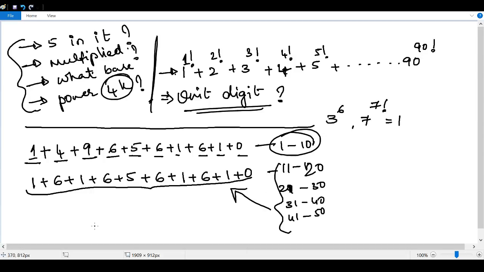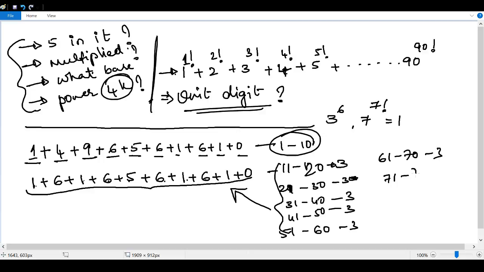What is the unit digit here, guys? It's 1, 7, 8, 14, right? So 1 plus 6, 7, 7 plus 1, 8, 8 plus 6, 14, 4, 4 plus 5, 9, 9 plus 6, 15, 5, 5 plus 1, 6, 6 plus 6, 12, 2, 2 plus 1, 3. So 1 to 10 gives 3, 11 to 20 gives 3, 21 to 30, 31 to 40, 41 to 50, 51 to 60, 3, 61 to 70, 3, 71 to 80, 3, 81 to 90, 3.